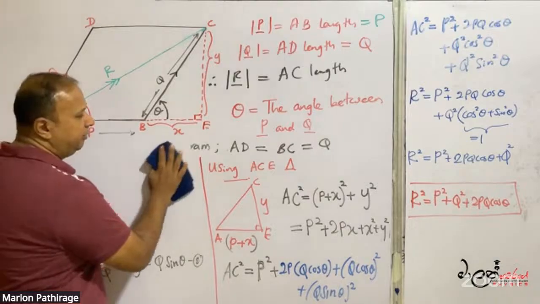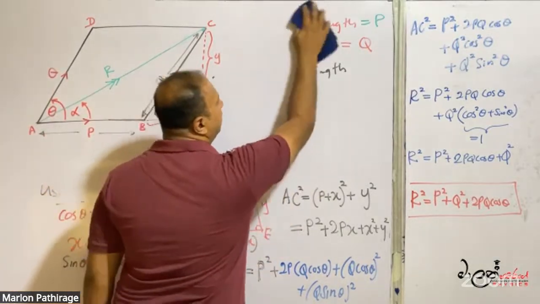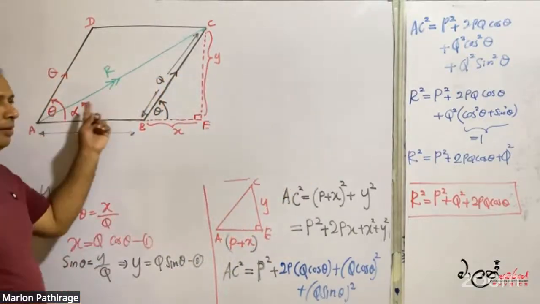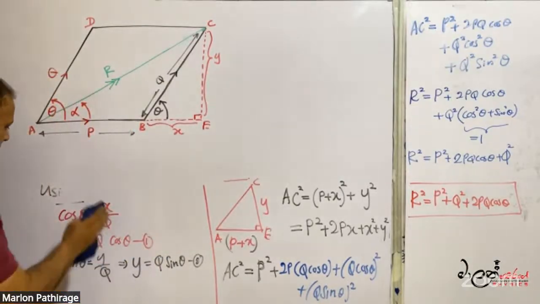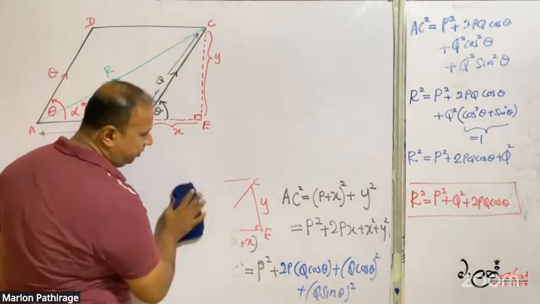Now we know the magnitude. Therefore, now we can determine the direction of the resultant vector too. But how to determine the direction?